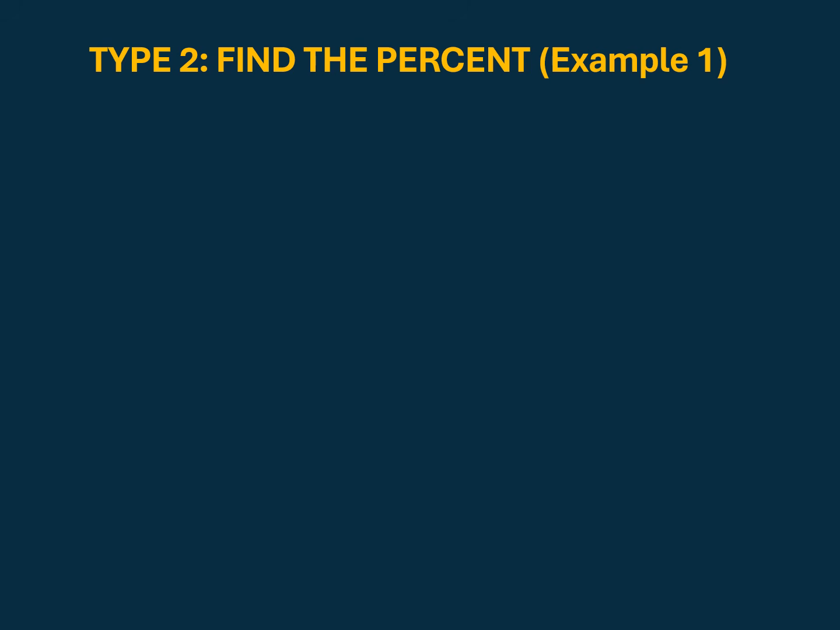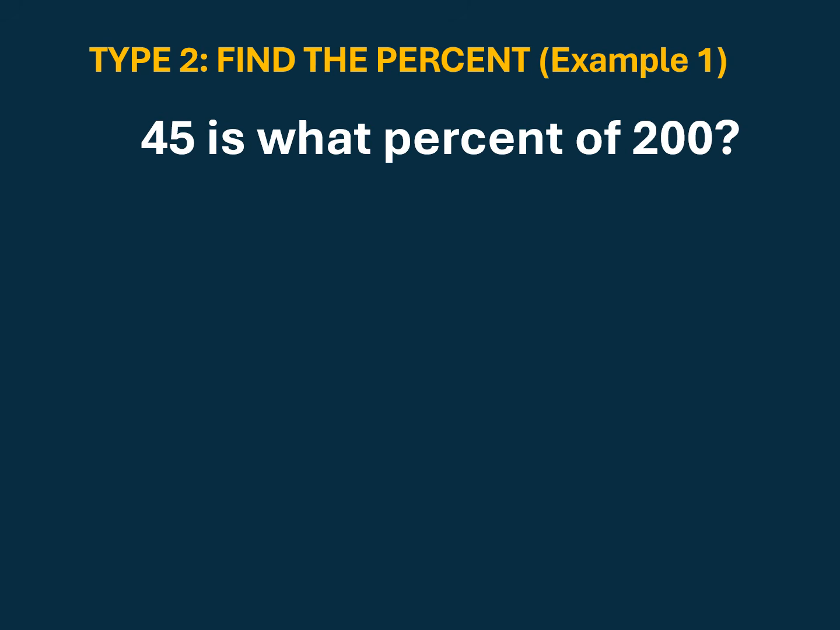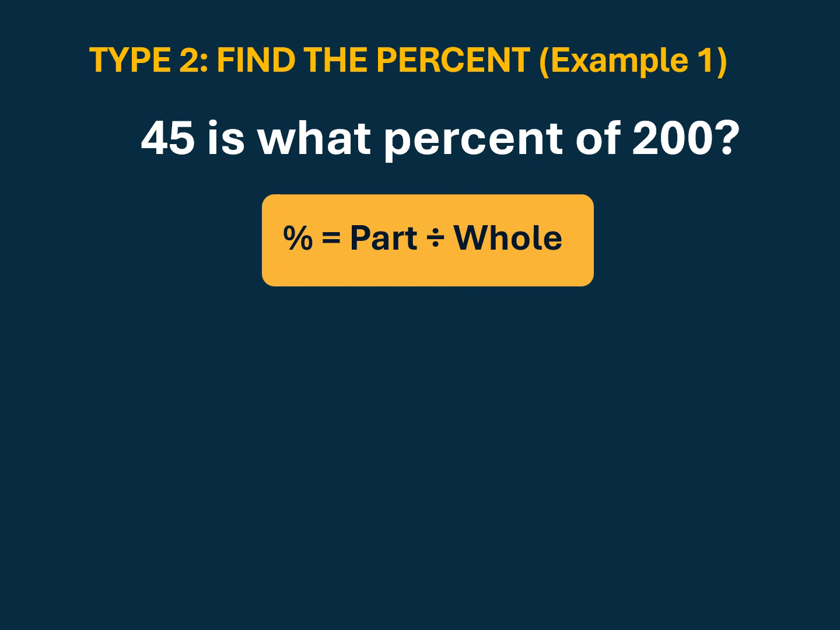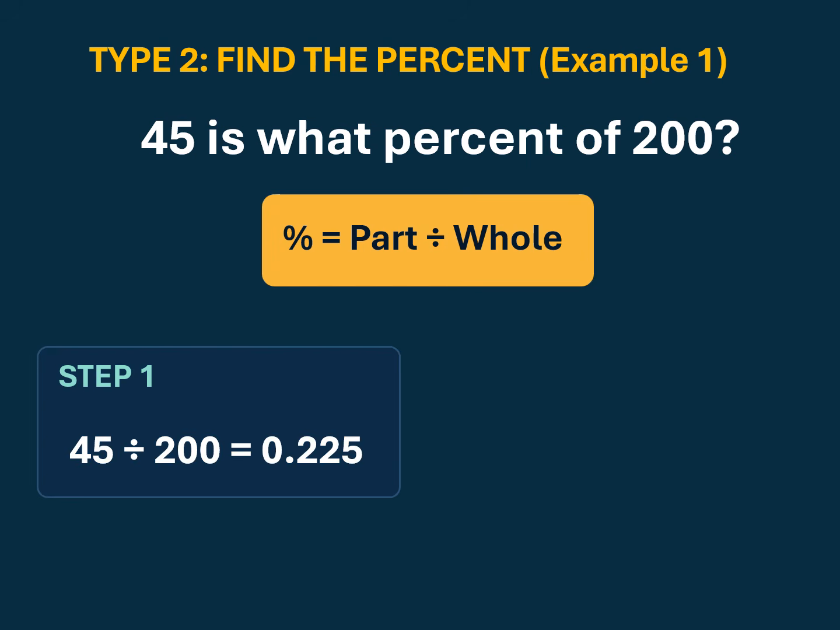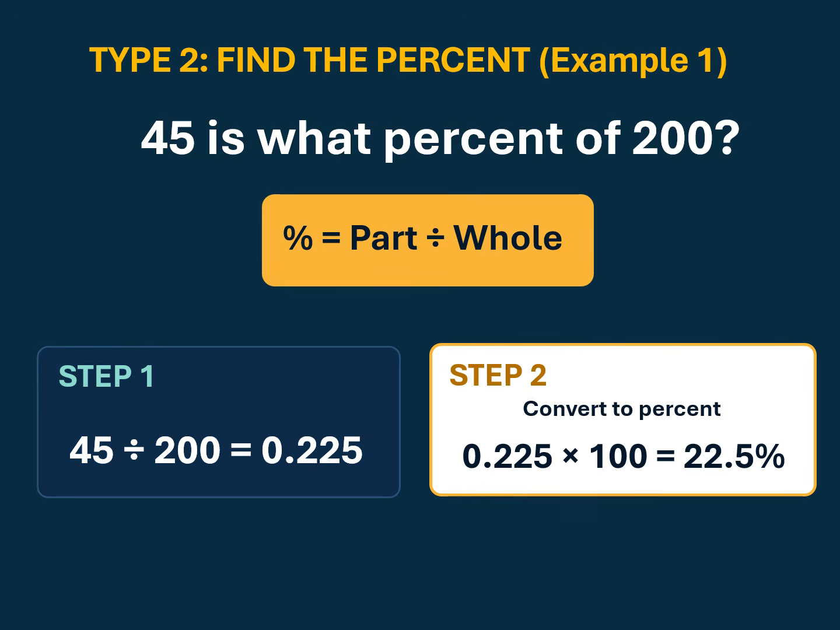The second case, when we need to find the percent. The question: 45 is what percent of 200? Our formula, percent equals part divided by whole. We take 45 divided by 200, it is 0.225. Now we convert back to percent. Multiply by 100%, it is 22.5%.